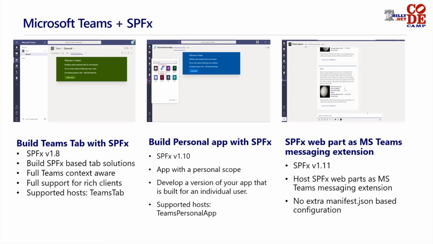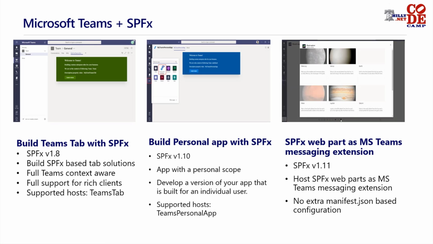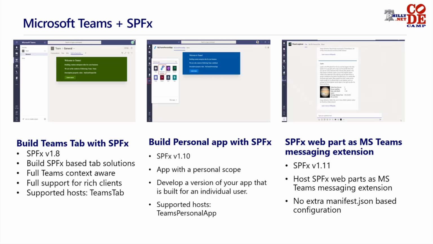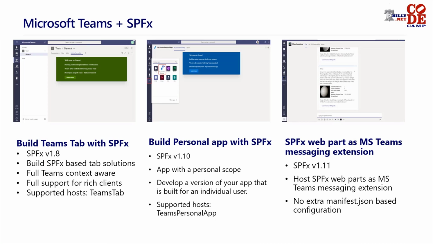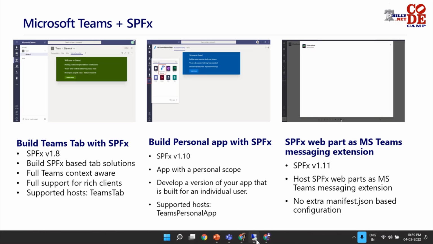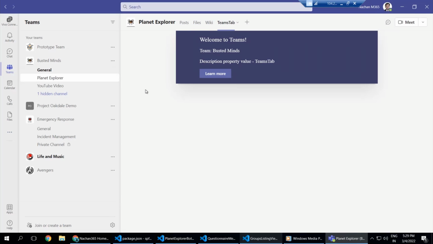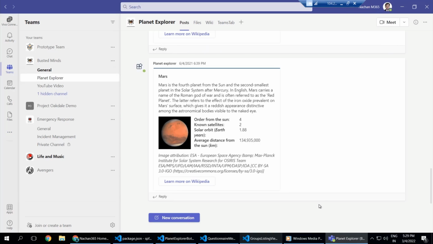Thirdly, we can use this SPFx web part as a Microsoft Teams messaging extension. With SharePoint Framework version 1.11, it supports hosting our SPFx web part as a Microsoft Teams messaging extension. This offers more power to developers so that they can extend those SPFx web parts to Teams as a messaging extension. A messaging extension is something we see whenever we compose a message in Microsoft Teams.